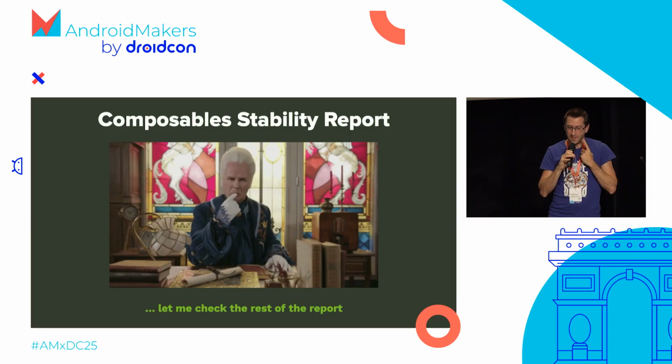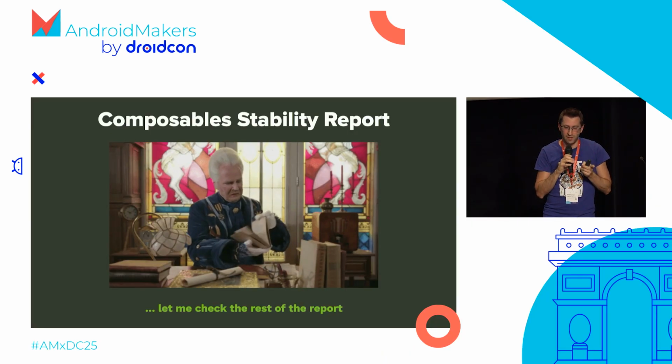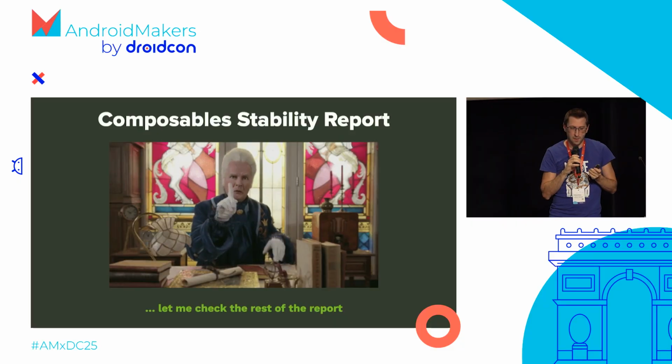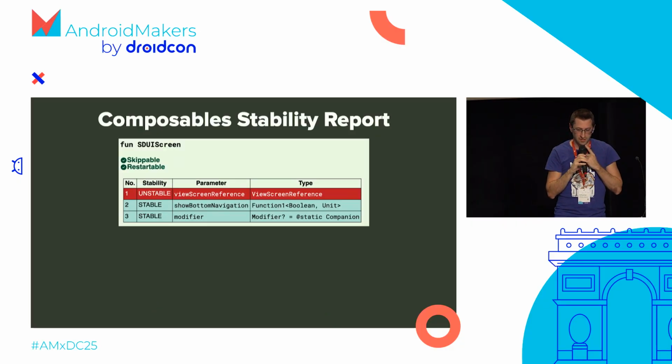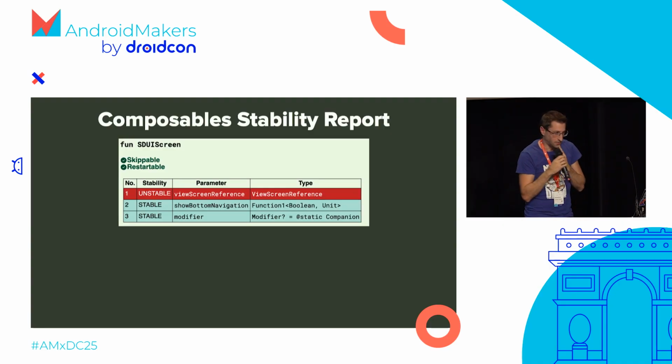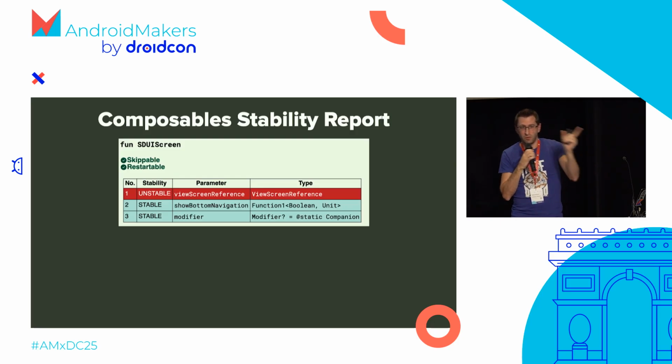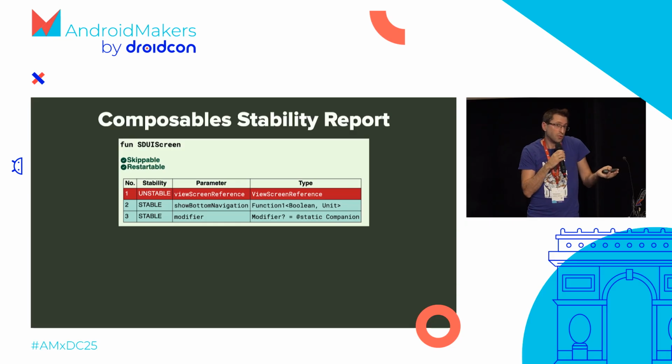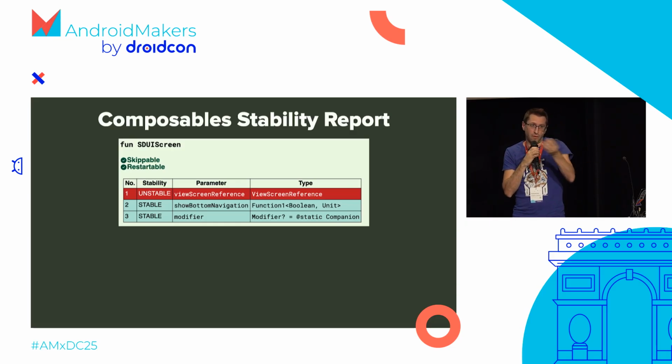But wait a minute, I didn't read the whole report. Maybe there was something else in the report. Look at that, that is an unstable view screen reference. For context, this is the kind of thing that we send between navigation in Android. You have to send things between screens, like if you're going to open a product screen or an article screen, you will say it's article number 5. So you will send that 5. So this is that reference.